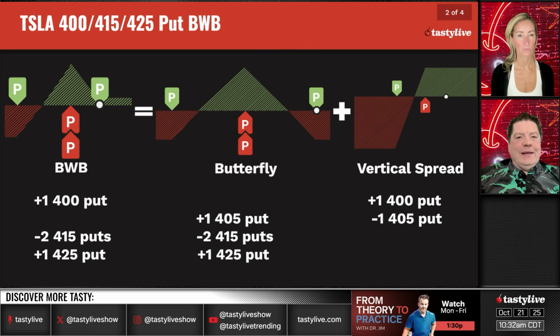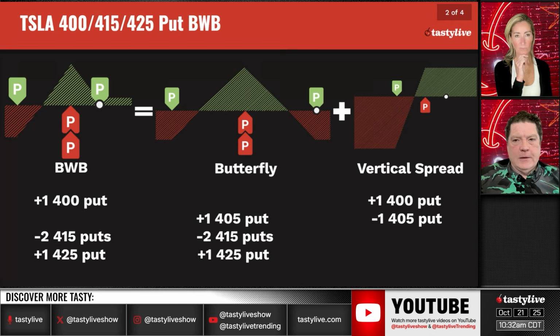So what that broken wing butterfly is, is a long 405, 415, 425 put butterfly, an equidistant strike. So 10 points in between those strikes of the regular butterfly.